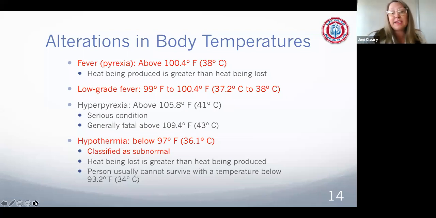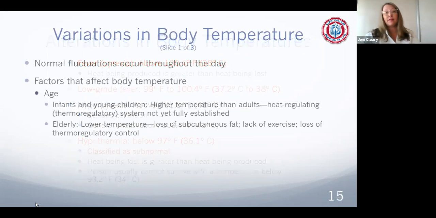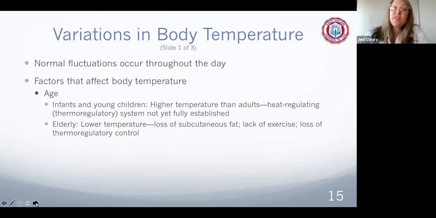Hypothermia is below 97 degrees Fahrenheit, classified as subnormal. Heat being lost is greater than it's being produced. A person usually cannot survive with a temperature below 93.2 degrees. The normal fluctuations occur throughout the day.